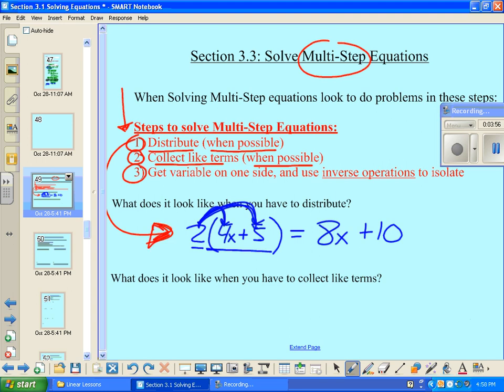And again, we've done some of those problems, or actually many of those problems in class so far. Just did them in Chapter 2. We're going to bring that back now to Chapter 3. It's going to help us with these types of problems. Second question I have down here is, what does it look like when you collect like terms? We've been doing even more of this recently too.